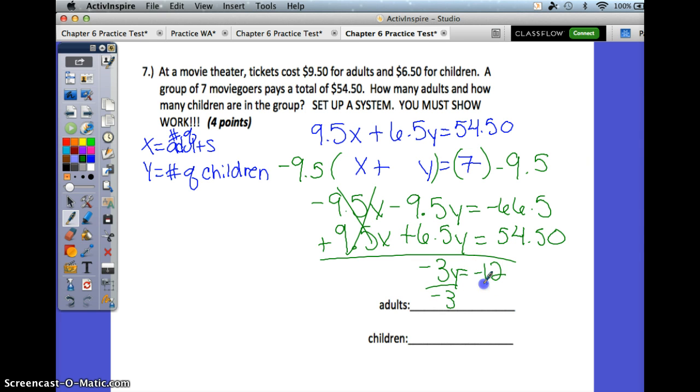Divide by negative 3. And you get y equals 4. I substituted that in my second equation and said x plus 4 equals 7. Subtract 4, x equals 3. So you get 3 adults and 4 children.